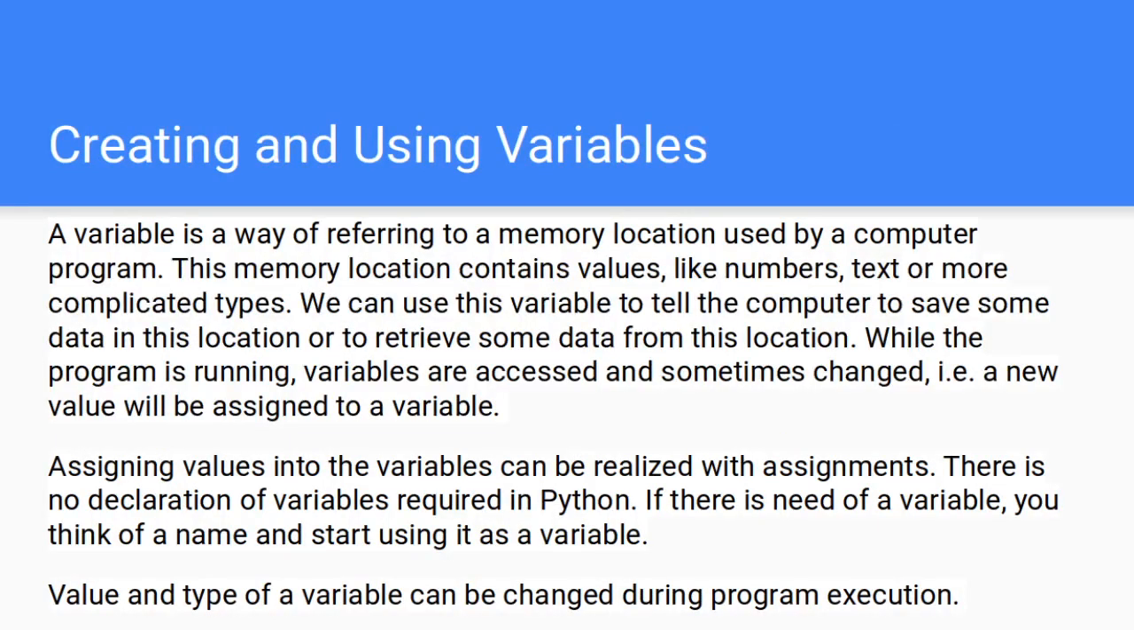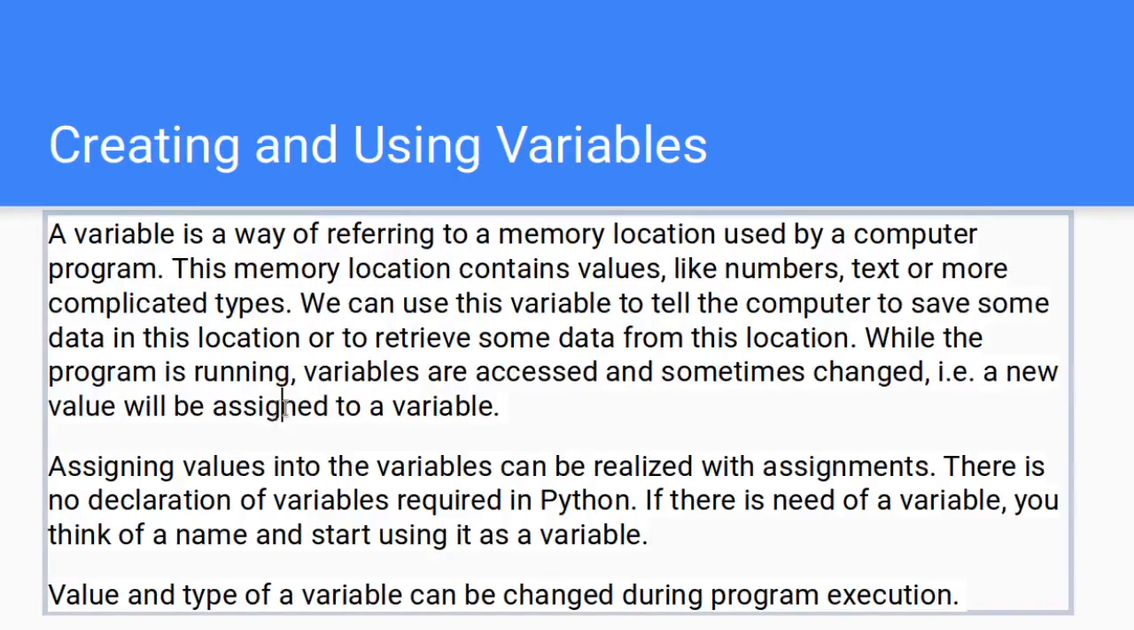Now, a variable is a way of referring to a memory location used by a computer program. This memory location contains values like numbers, text, or more complicated types. We can use this variable to tell the computer to save some data in this location or to retrieve some data from this location. While the program is running, variables are accessed and sometimes changed, i.e. a new value will be assigned to a variable.